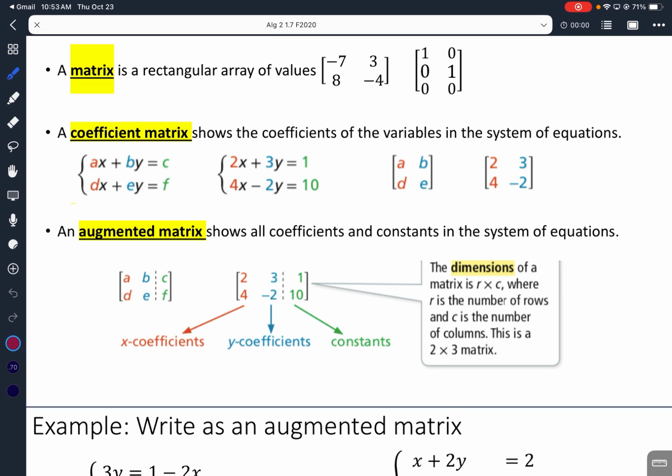So -7, 3, and -4. Those are called elements in a matrix.